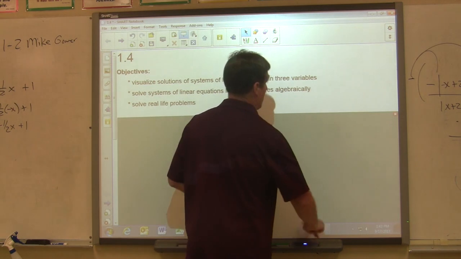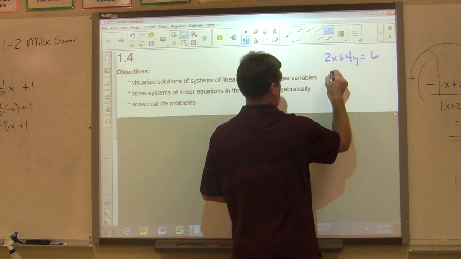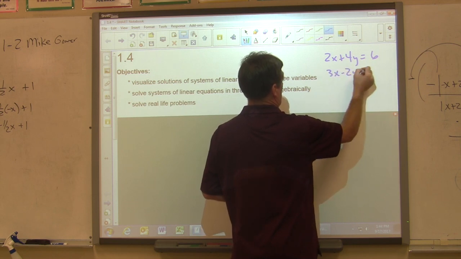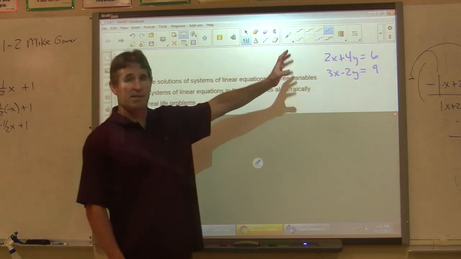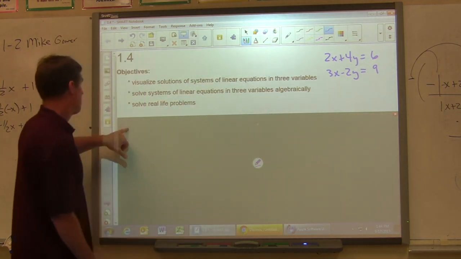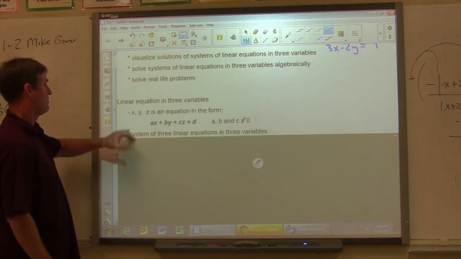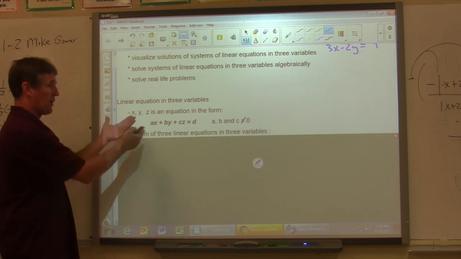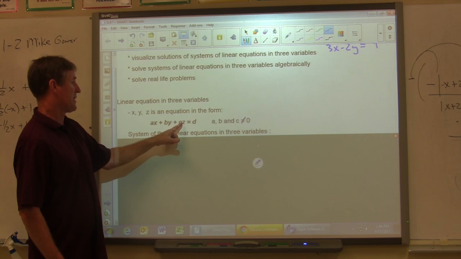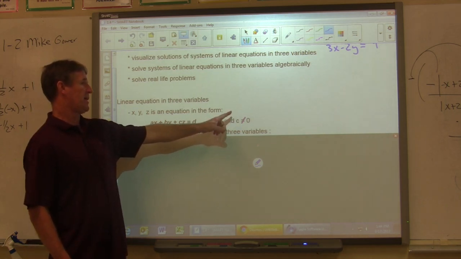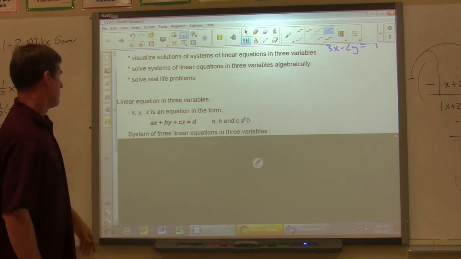Systems of equations that you did in algebra were like 2x plus 4y equals 6, and 3x minus 2y equals 9. And you would go through and get opposites and get rid of those. We do the same thing, but we're going to be working with 3 variables. In this case, most of them are going to be x, y, and z, but they could be anything. So in the form of ax plus by plus cz equals d, where a, b, and c are not equal to 0, because if they're equal to 0, you're down to 2 variables.